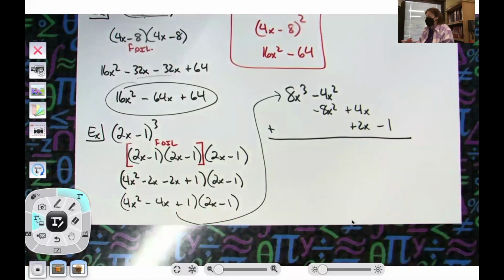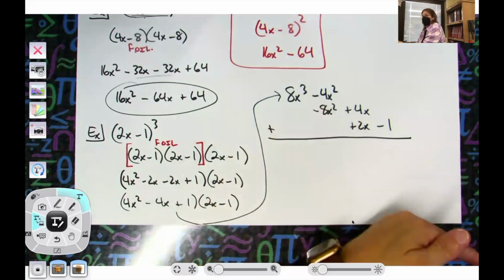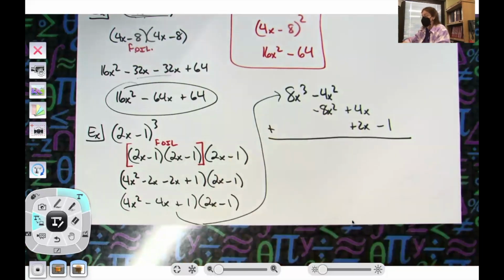Okay. I mean, you don't have to do it that way. If you want to just string it all out on the line of your paper, you can. All right, but if you know you're going to have to add those like terms, go ahead and put them underneath each other. All right, then this is going to give me a what?